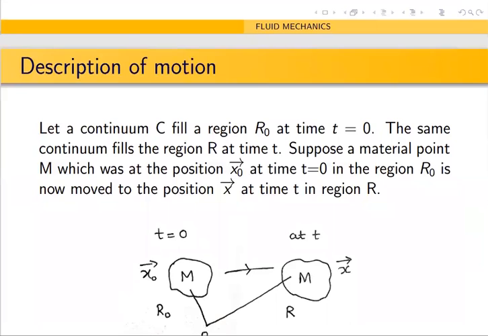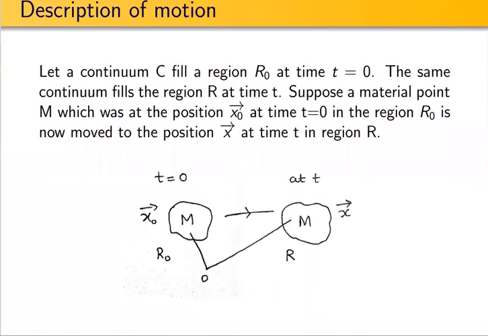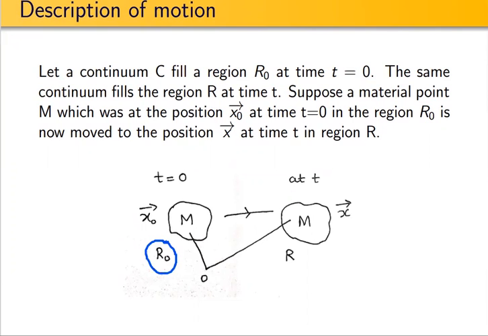Now let us see what is the motion of a continuum. Let us take a continuum. Let this continuum C fill a region R0. Let me draw it. So this is R0, at time t equal to 0. The same continuum after some time could have moved. We are considering motion. So the same continuum fills the region R at a time t.